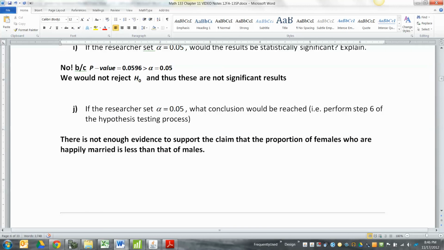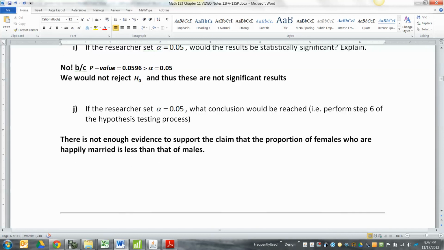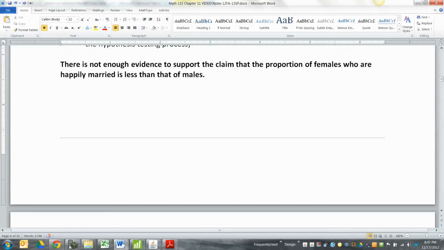That would mean that there's not enough evidence to support the claim, many men will be happy to hear this, that females who are married is less than that of males. In other words, that females are less happy in their marriages than men. So there's not enough evidence to prove that, according to this survey, which was a real true survey, I swear. I know, men are rejoicing, saying, see, we told you guys are just as happy as us in our marriages. Alrighty, we're done with that.